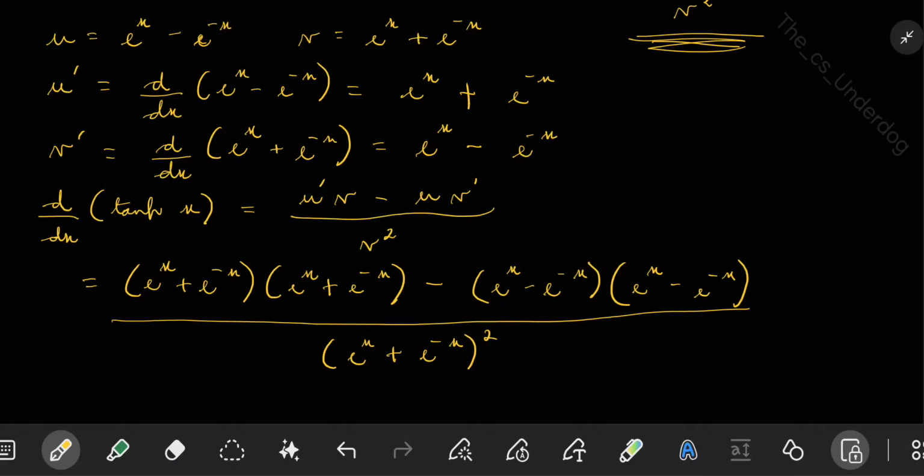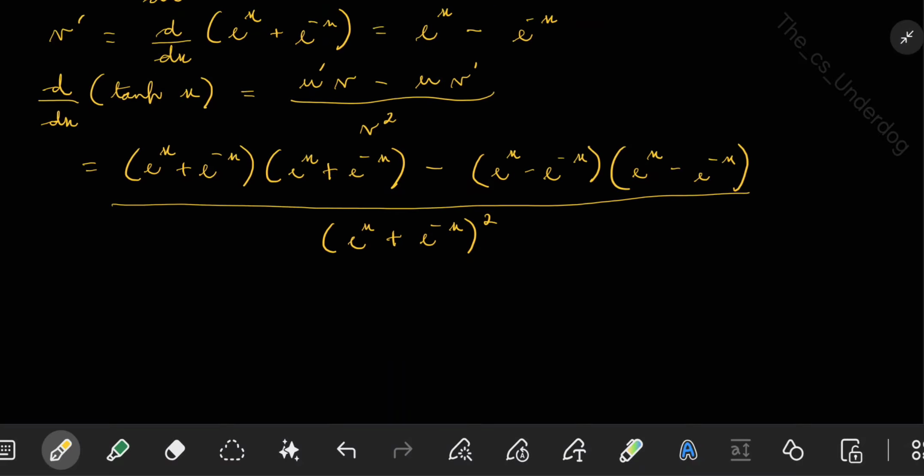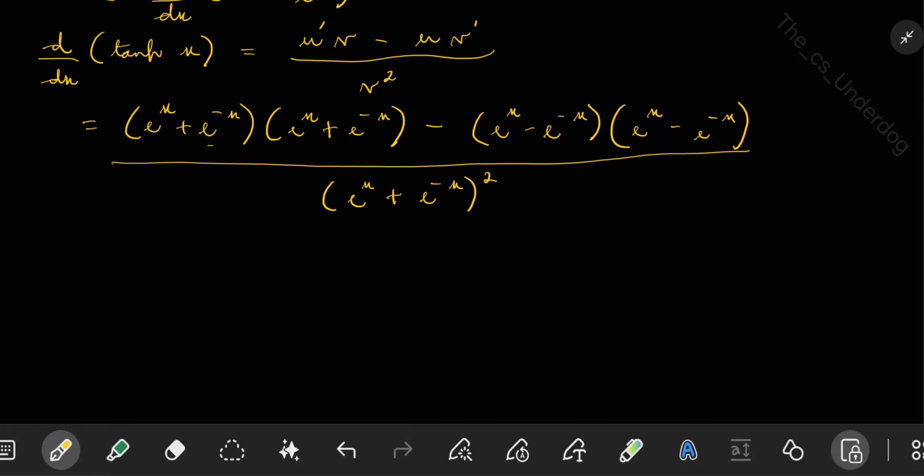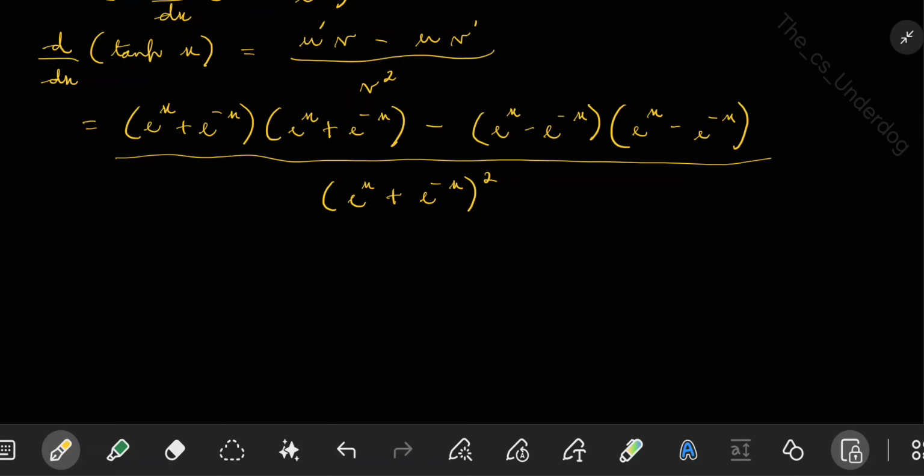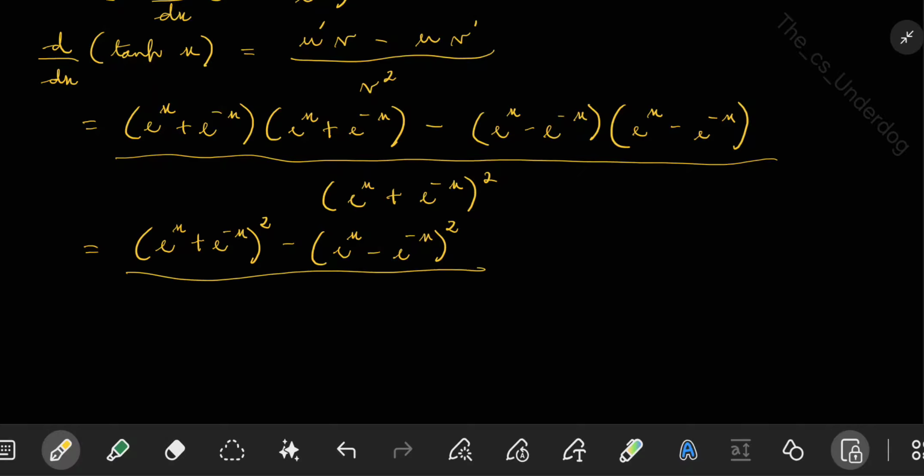Next, how can I simplify this further? If you see this, both these terms are the same, so I can write as whole square. This is equal to e power x plus e power minus x the whole square, minus e power x minus e power minus x the whole square, whole divided by e power x plus e power minus x the whole square. This is the term that I got.